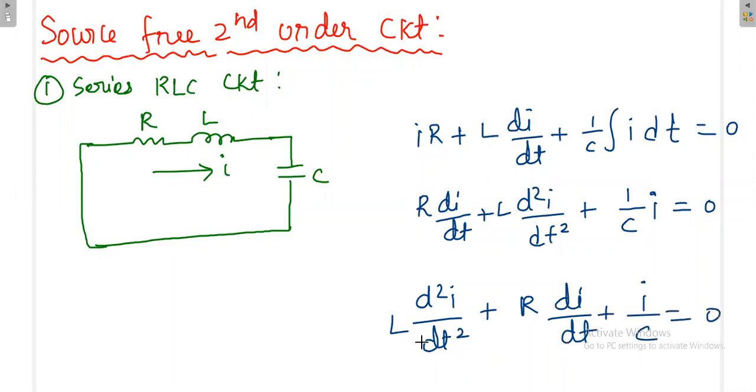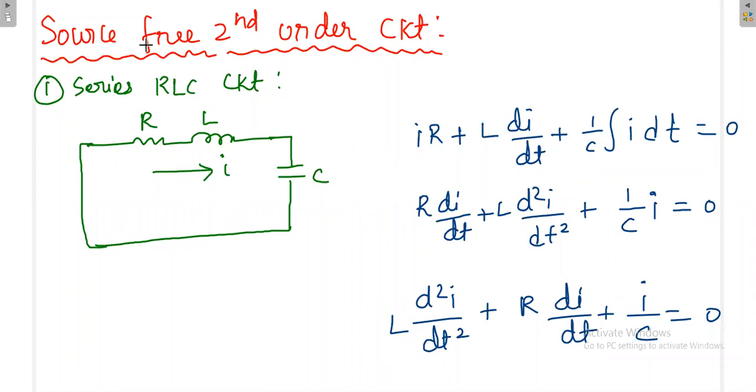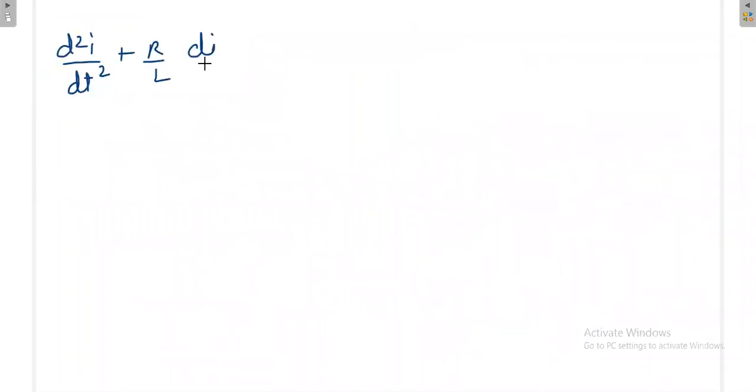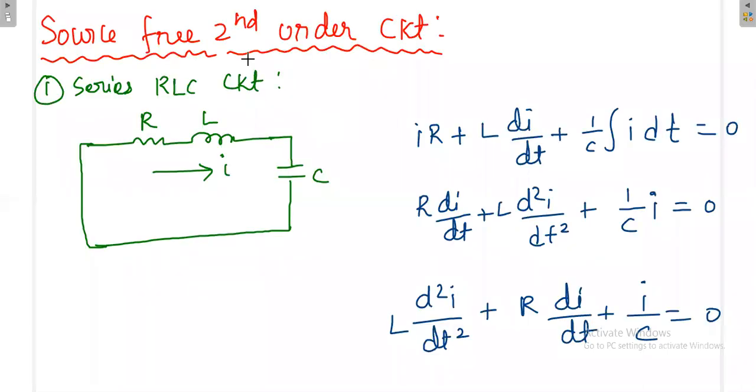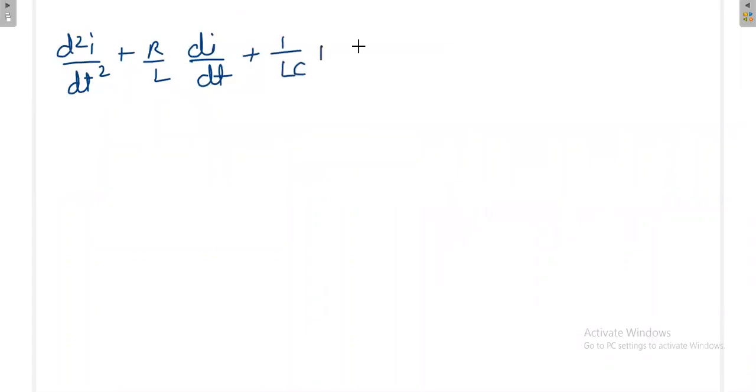This L we can bring down, which makes it R by L and 1 by LC. So d square I by dt square plus R by L di by dt plus 1 by LC into I is equal to 0. This is now the standard differential equation format.